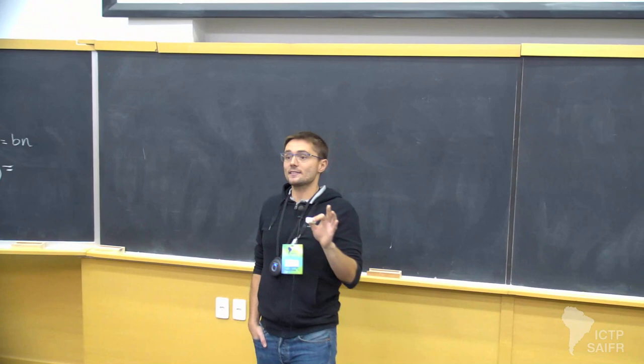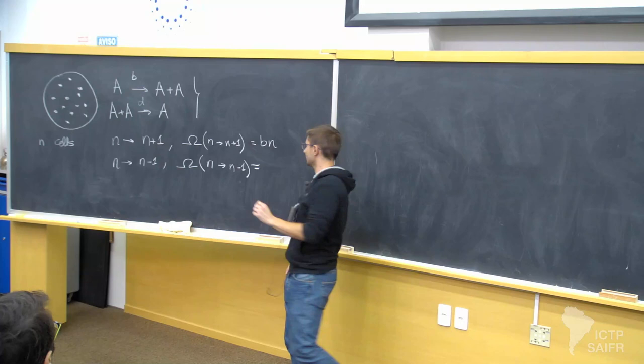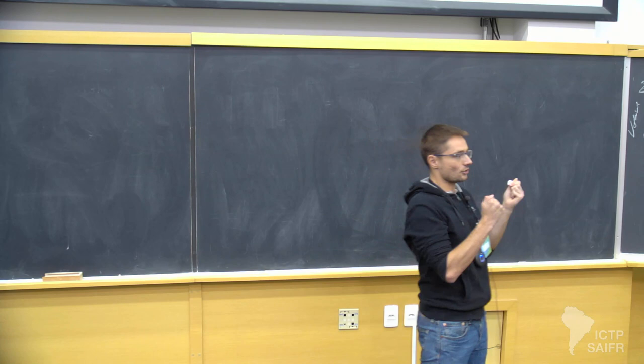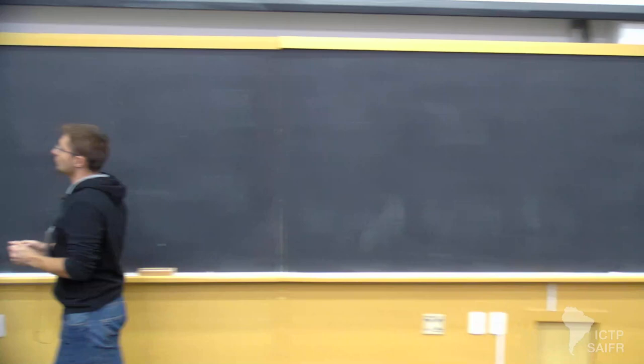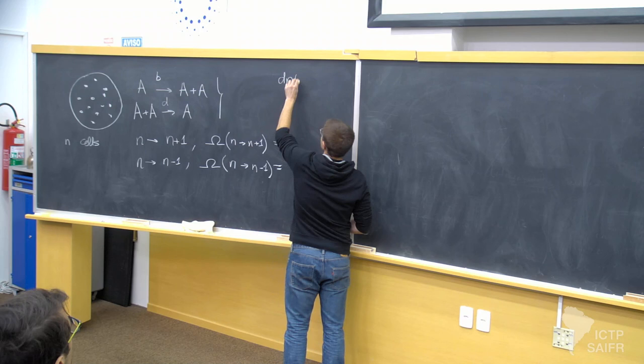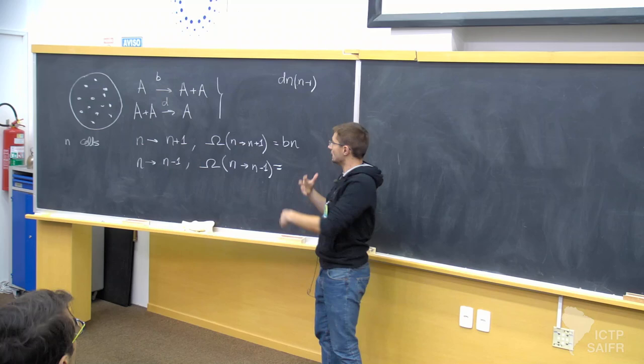Okay, so let's think it carefully. We have N cells that can potentially die at the rate D. Let's write it here. But for this death to happen, cells need to find each other. They need to encounter each other, right? So it's not only that we need this, but we also need the probability of these cells that are willing to die, if we want to say they can potentially die, to actually find another cell that will trigger that reaction.